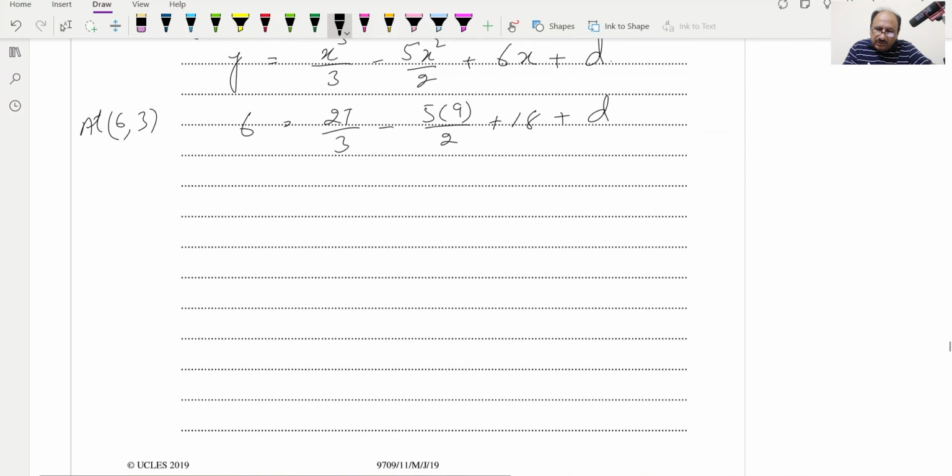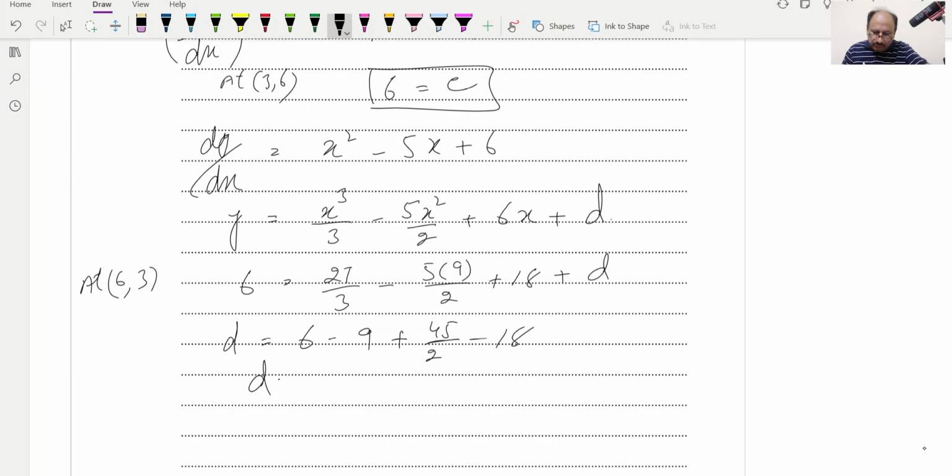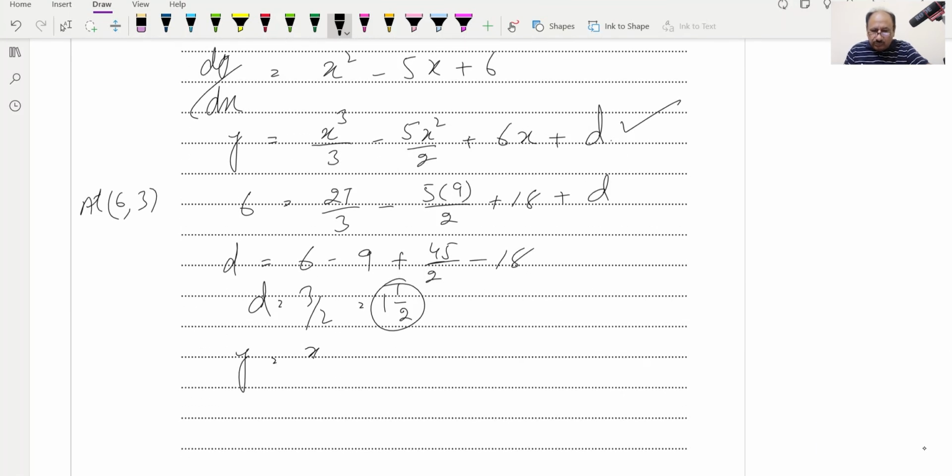Now we can shift everything to the other side and find the value of d. So it will be 6 minus 27 over 3, which is 9, plus 45 by 2, because we are shifting to the other side, and minus 18. We can calculate this: 6 minus 9 plus 45 over 2 minus 18 is equal to 3 by 2, so d is equal to 3 by 2, which we can write as 1 whole 1 by 2. We replace this d value, and our equation of the curve becomes y is equal to x cubed over 3 minus 5x squared over 2 plus 6x plus 1 whole 1 by 2. This will be our equation of the curve.